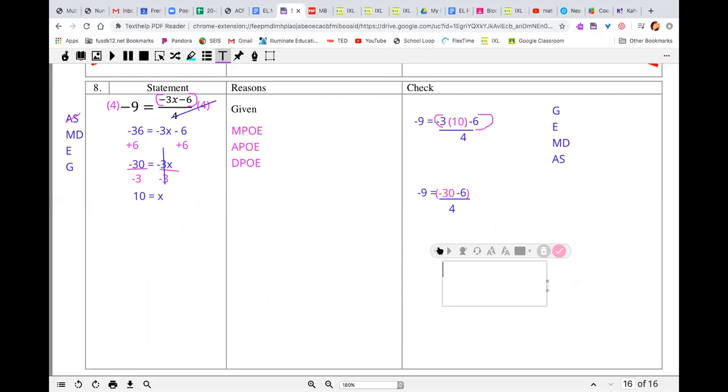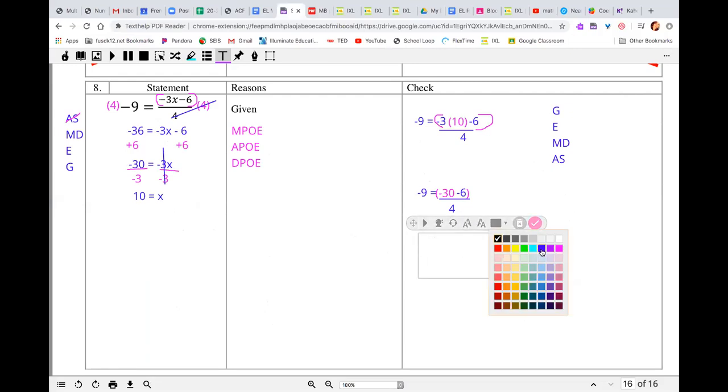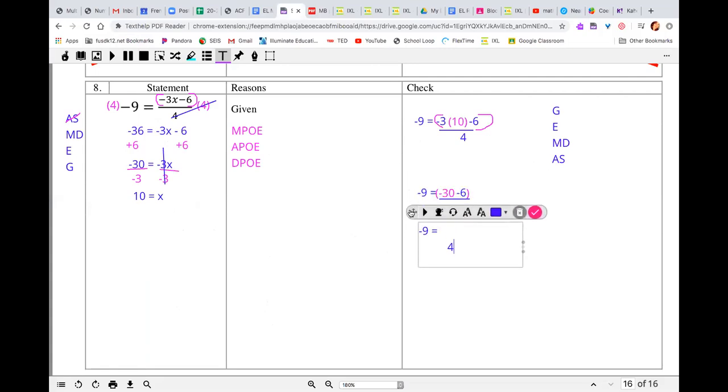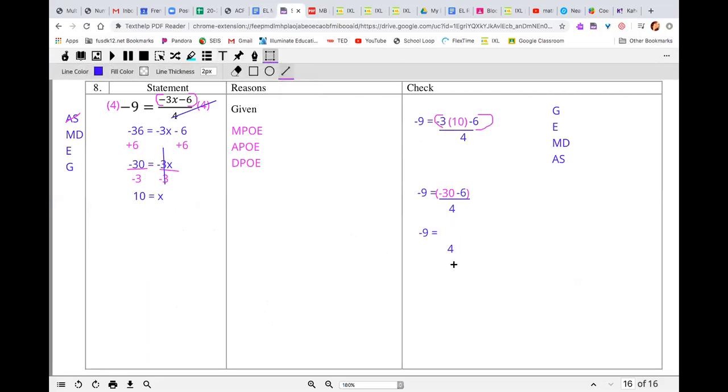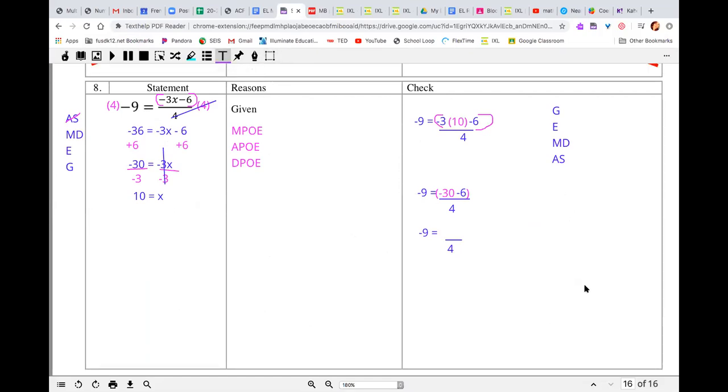Okay, rewriting our problem. After every step, writing the problem out. It's very important to do. Keep it in the same order here. In my other color, we said negative 36.